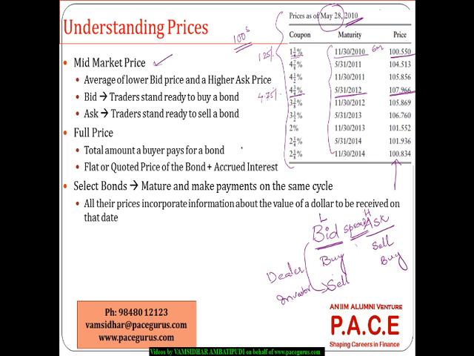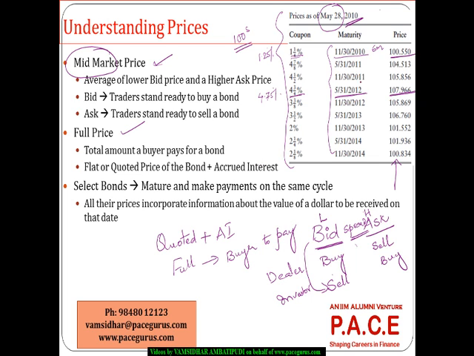In general, the price I am seeing here is the average of those two. That is what I call the mid-market price, and these prices are full prices. There is a difference between the quoted price and the full price, which we will see slightly later. Generally, the quoted price plus accrued interest is going to be the full price, which is the price the buyer has to pay for the bond, more or less equal to the flat or quoted price of the bond plus accrued interest.